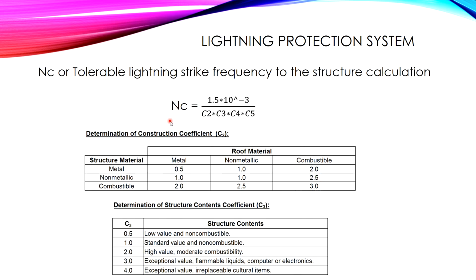So NC, or the allowable number of lightning strikes, is equal to 1.5 multiplied by 10 to the power negative 3, over C2, C3, C4, and C5. Now, the only unknowns here are C2, C3, C4, and C5. C2 is called the construction coefficient, depending on the construction of our building. If the roof material and structure material is metal, non-metallic, or combustible, we will choose C2 as 0.5 if it is metal. If it is non-metallic, we will choose 1. If it is metal and non-metallic, we will choose 1.